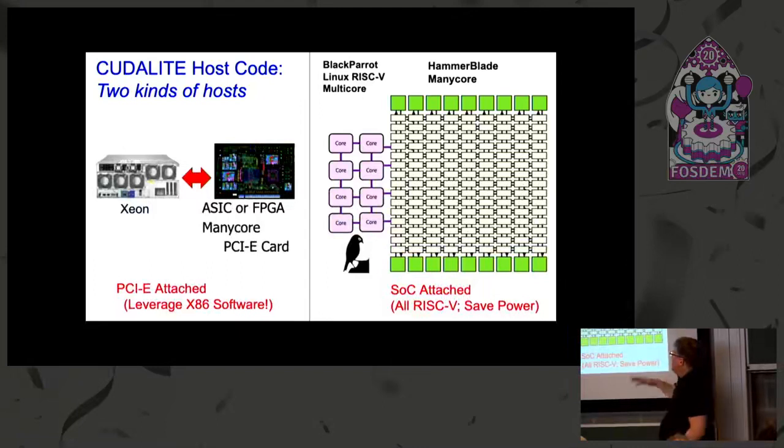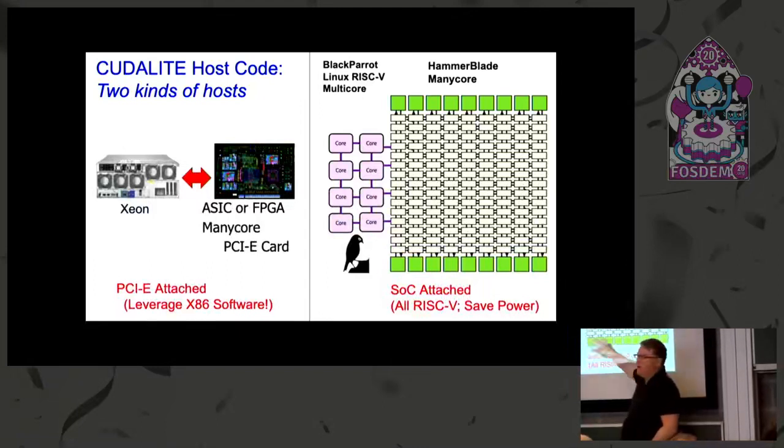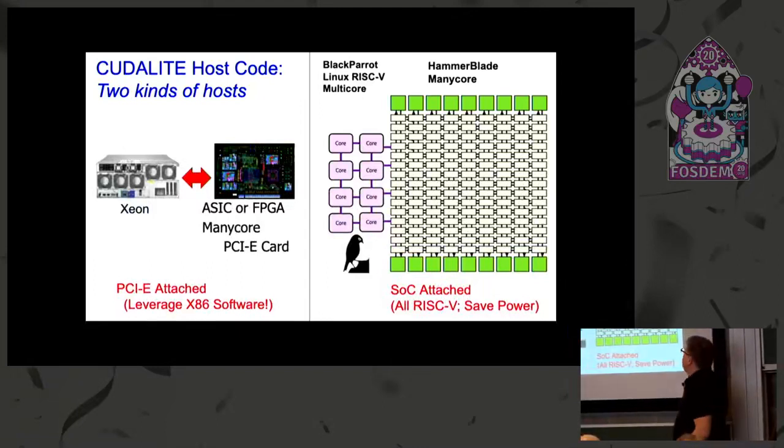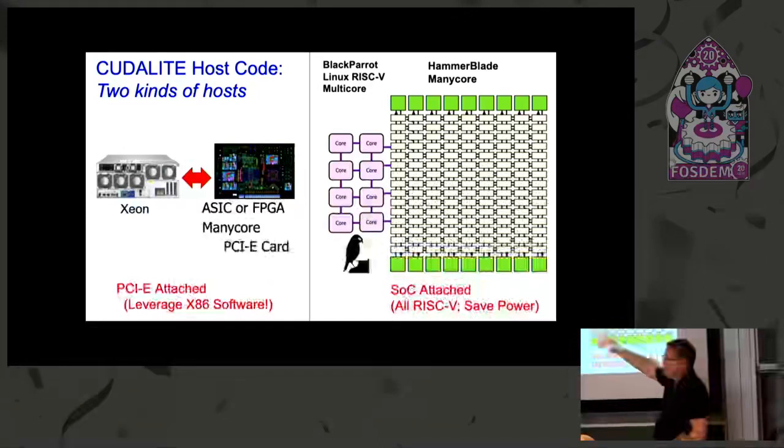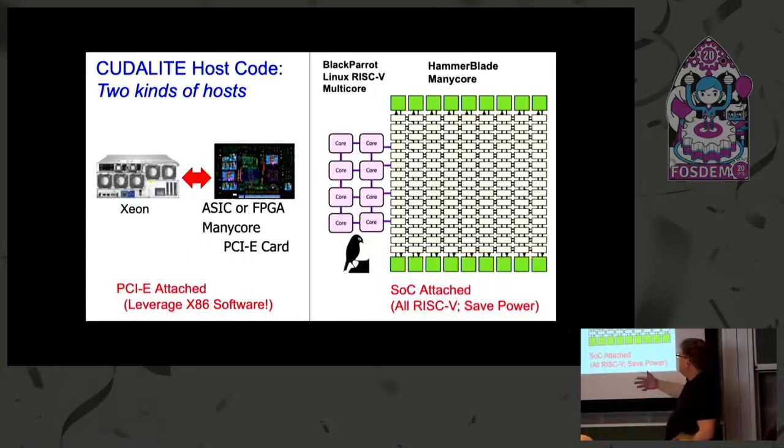In the longer term, our goal is to actually have a Black Parrot integrated on the same SoC as the Manycore. So for example, right now we would run PyTorch on the Xeon, and it offloads calls to the PCIe board. But eventually, when PyTorch runs on RISC-V, we would be running that on Black Parrot.